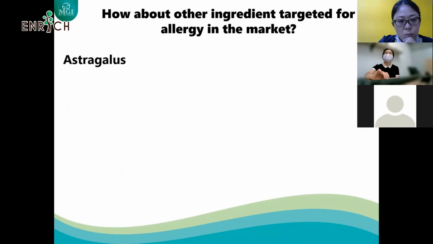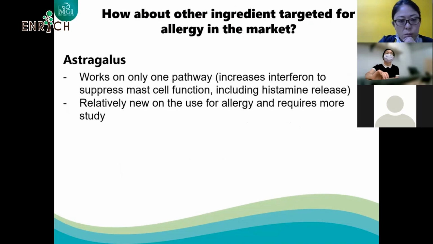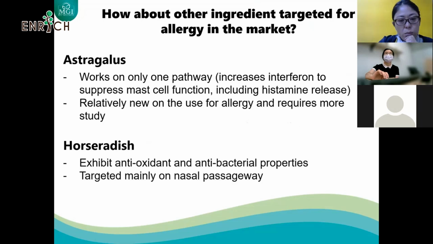So other ingredients targeted for allergy in the market include astragalus. It works on only one pathway, which is increasing the interferon to suppress mast cell function, including histamine release. It is relatively new in the use for allergy. It requires more study, and it's targeted mainly on the nasal passageway. We also have horseradish. Horseradish is mainly used because of its antioxidant and antibacterial properties, and it is targeted mainly on the nasal passageway as well.